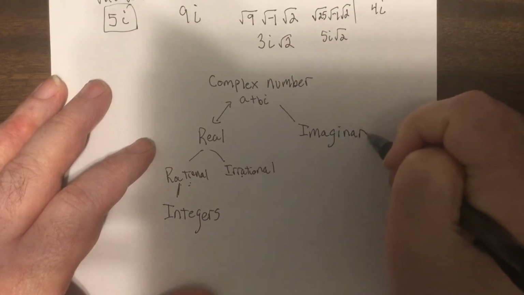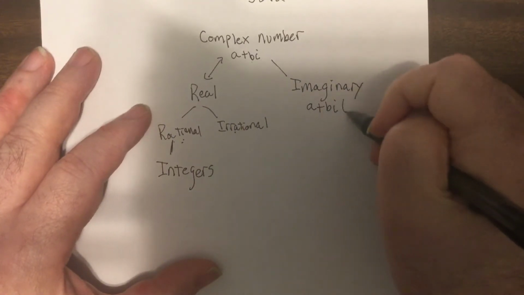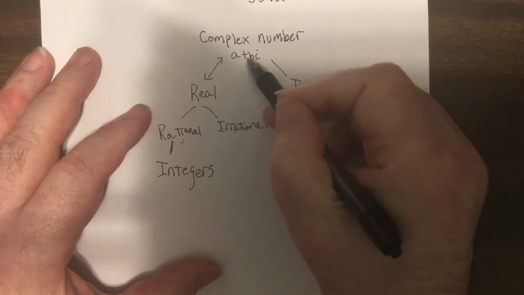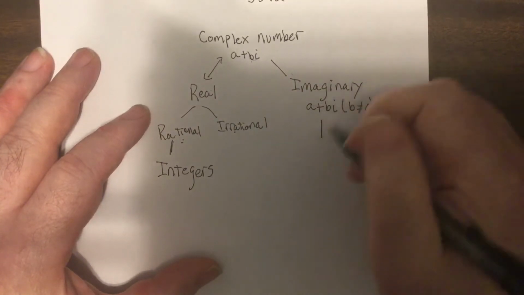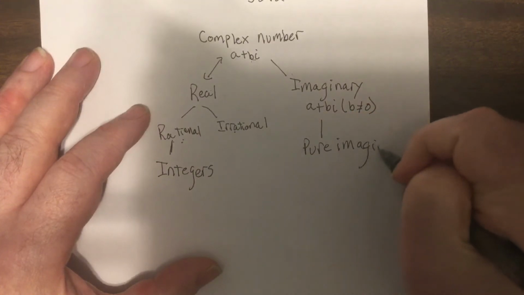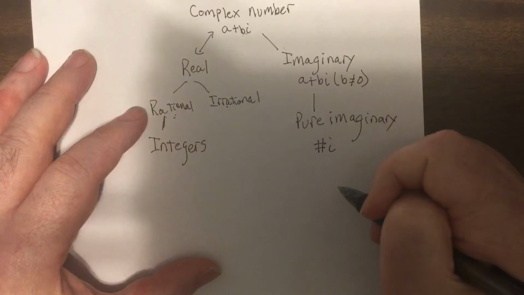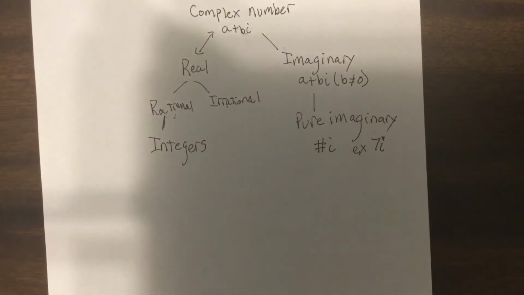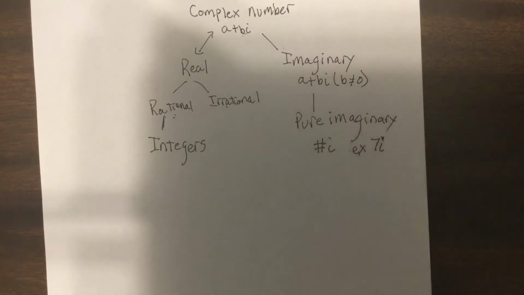Now imaginary number is just any number that has an i in it. So they put a plus bi, but b cannot be 0. So for complex, you get the real when b is 0, and you get the imaginary when b is not 0. Then under imaginary, you have pure imaginary. And a pure imaginary number is just a number times i. So example would be 7i. So anything with an i is imaginary.